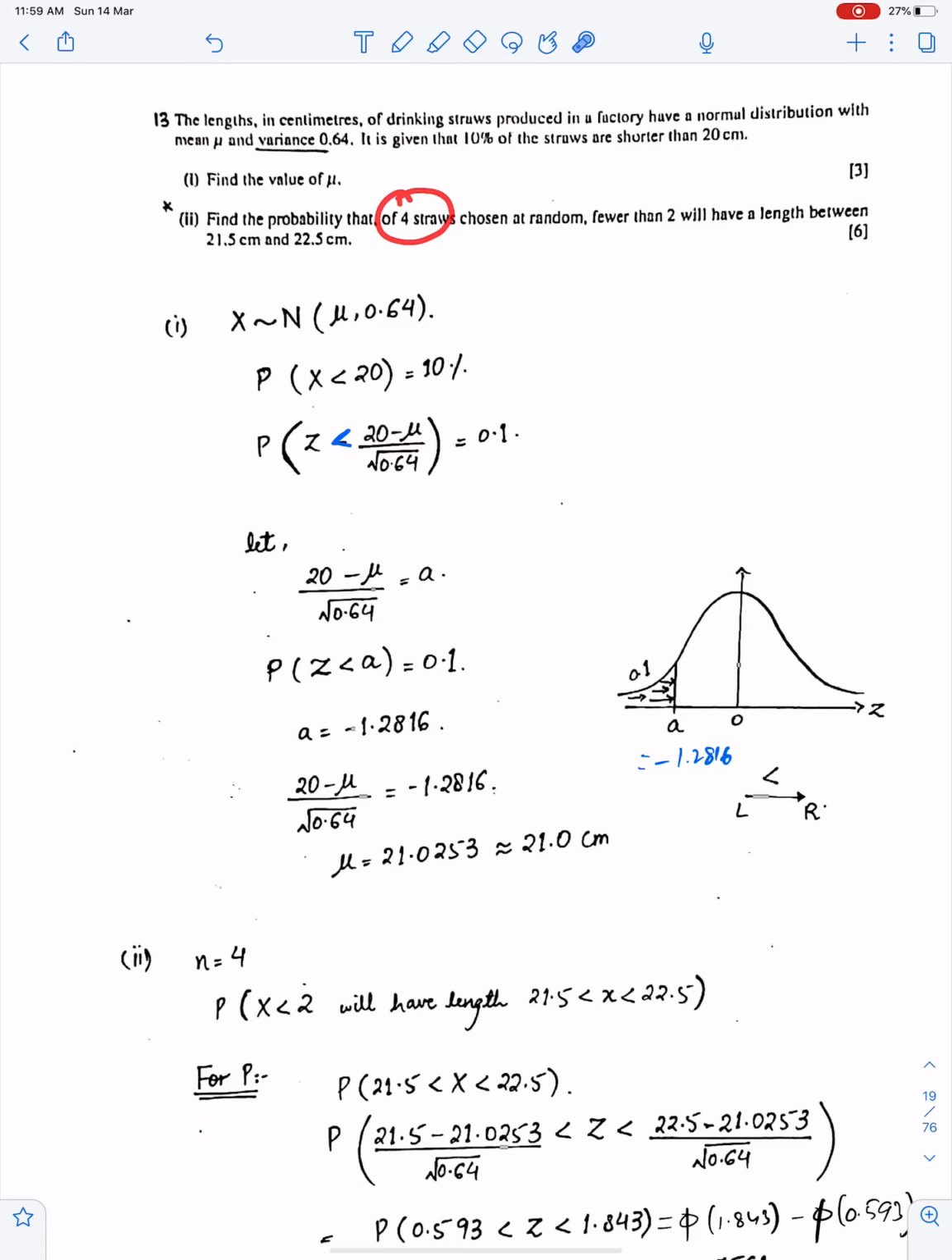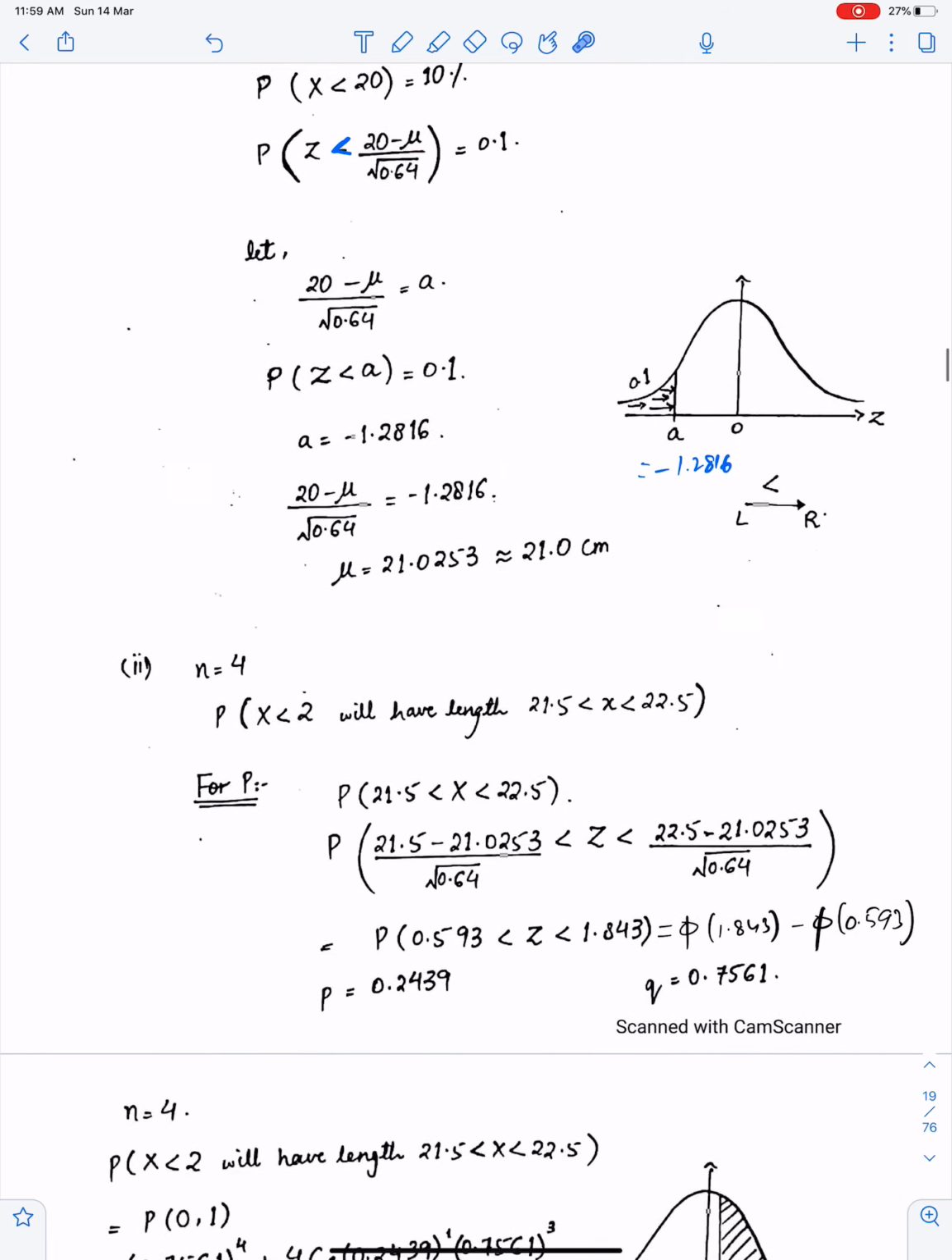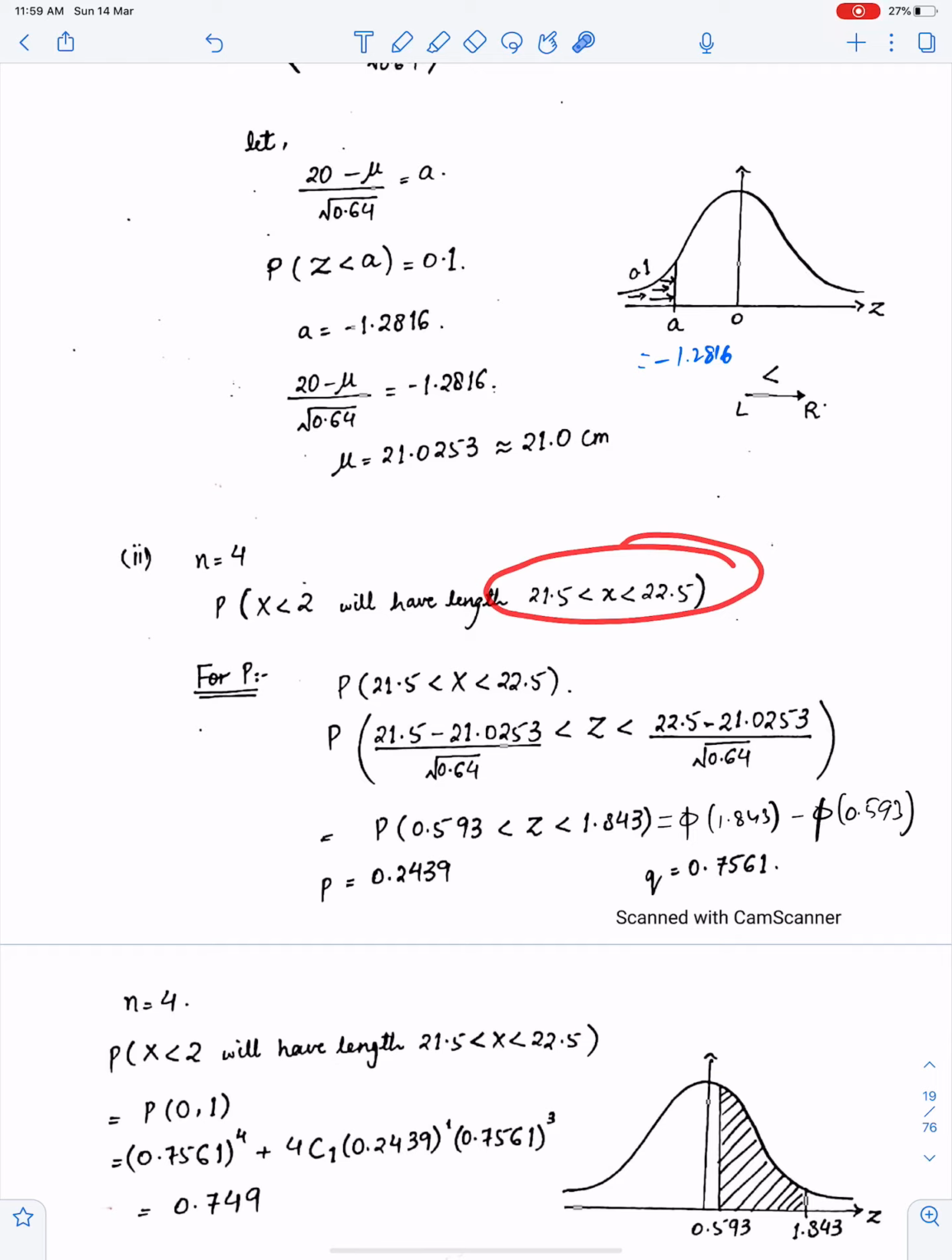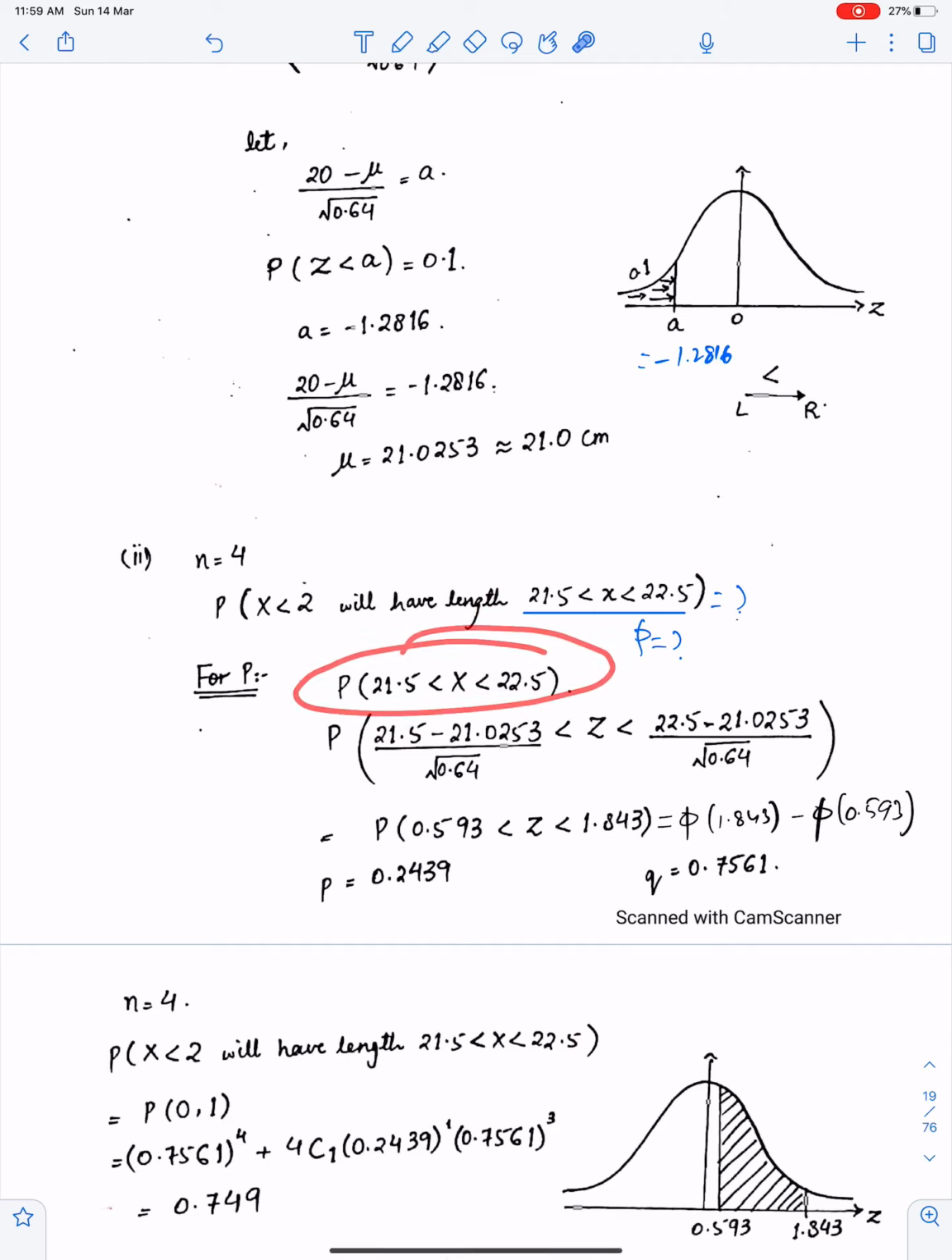Find the probability that 4, this is normal to binomial. So 4 straws chosen at random, n is 4. Fewer than 2 will have length between these two. You need to work out this probability because this will give you P of binomial. This information will help you to get the P of binomial. So first solve this inequality. When you solve this, you will get this thing.